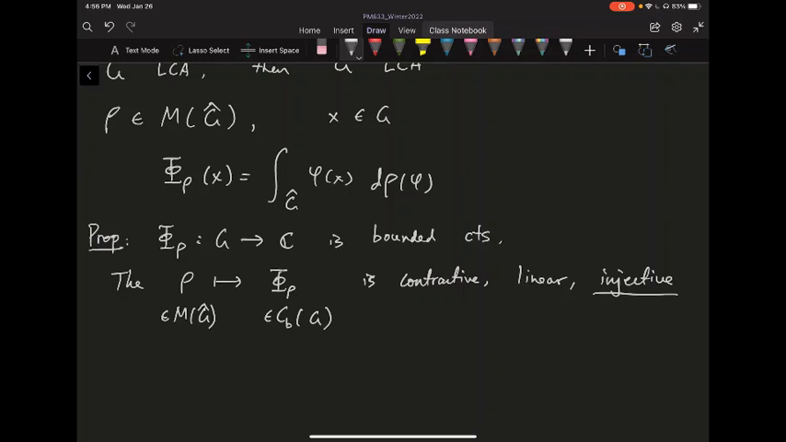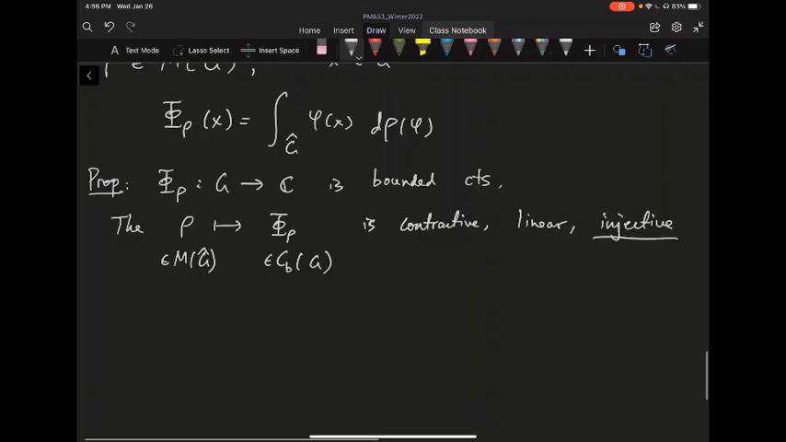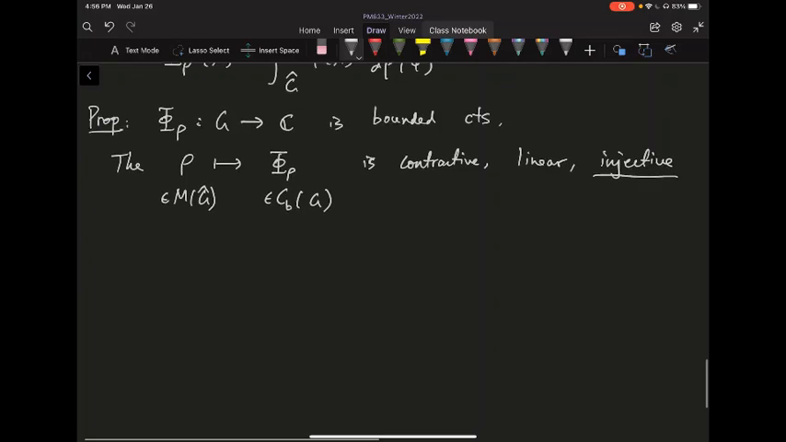Okay, and injective. Injective means if φ_ρ is going to be 0, then ρ itself has to be 0. Okay. So the contractive and linear parts, again, are kind of the easy part. You can just check. I should also say it's a homomorphism. But anyways, let's just prove the injective part. Okay, so this is really the key part. That's the only non-trivial thing.